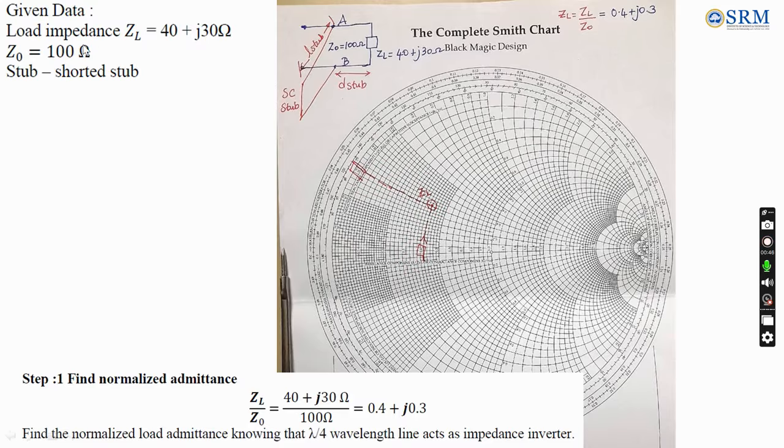So in all the Smith chart problems, the first step is to normalize the load. So first we normalize the load impedance, that is ZL divided by Z0, which we have found. So that is 0.4 plus J 0.3. So we have to locate the R value, that is 0.4, the R circle is 0.4, and the X circle is 0.3. The intersection of these two is the normalized load impedance.